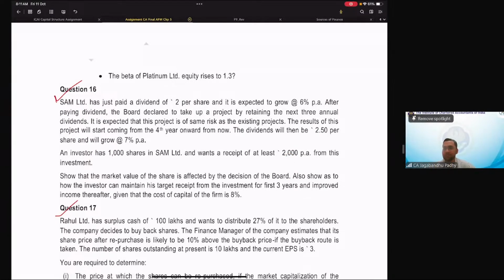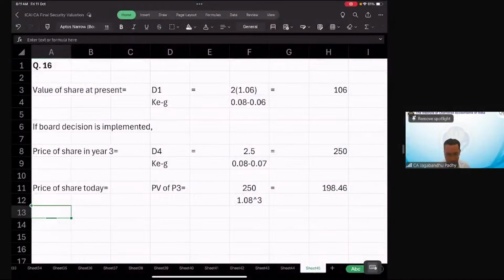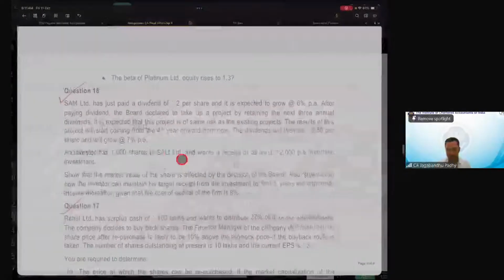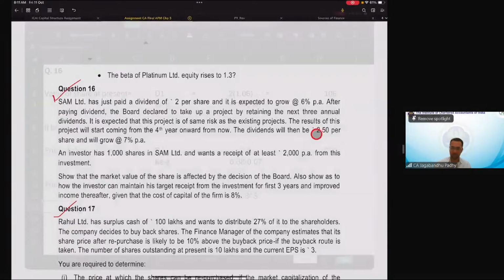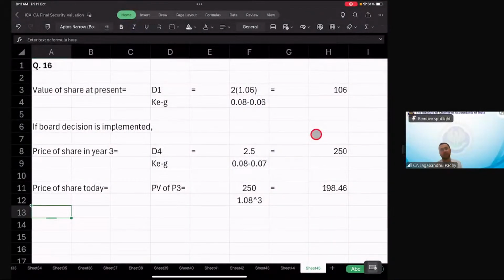Yes, Nisha? I'm sorry, there was some network issue. I did not understand why didn't you apply the 7% growth rate to the 2.5 dividend, sir? That 7% growth rate will happen in the 5th year, because the 4th year dividend is directly given to us as 2.5. So that is already given to us, and the 7% will keep on happening from the 5th year onwards. Okay, got it. Thank you.